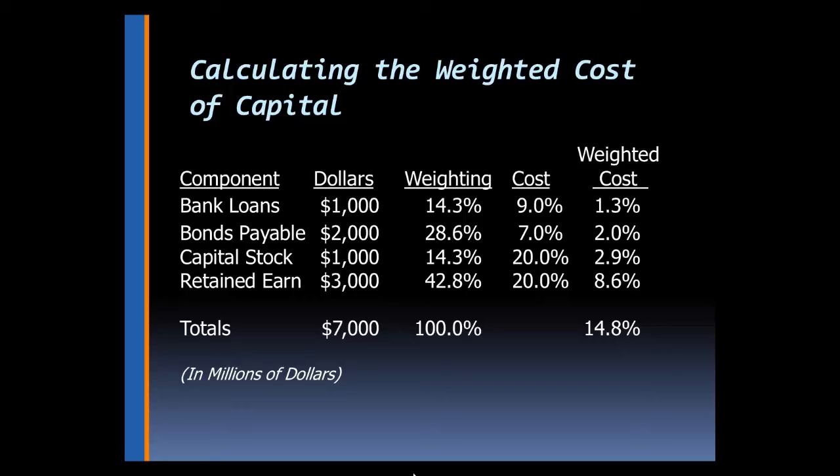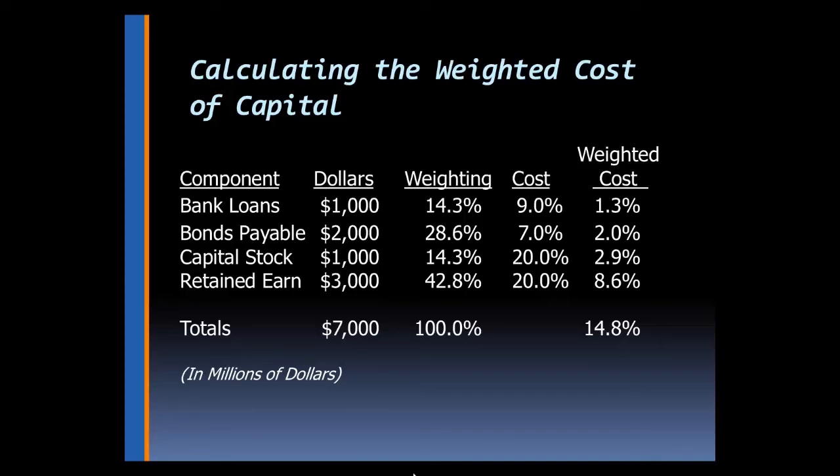So think of these in terms of millions of dollars. So we have $7 million of capital, and it breaks down into bank loans, bonds payable, capital stock, and the retained earnings. And then we have a weighting column, and we have a cost column, and a weighted cost. In calculating the weighting, you divide each component by the total capital. So if you divide $1 million by $7 million, you get 14.3%.